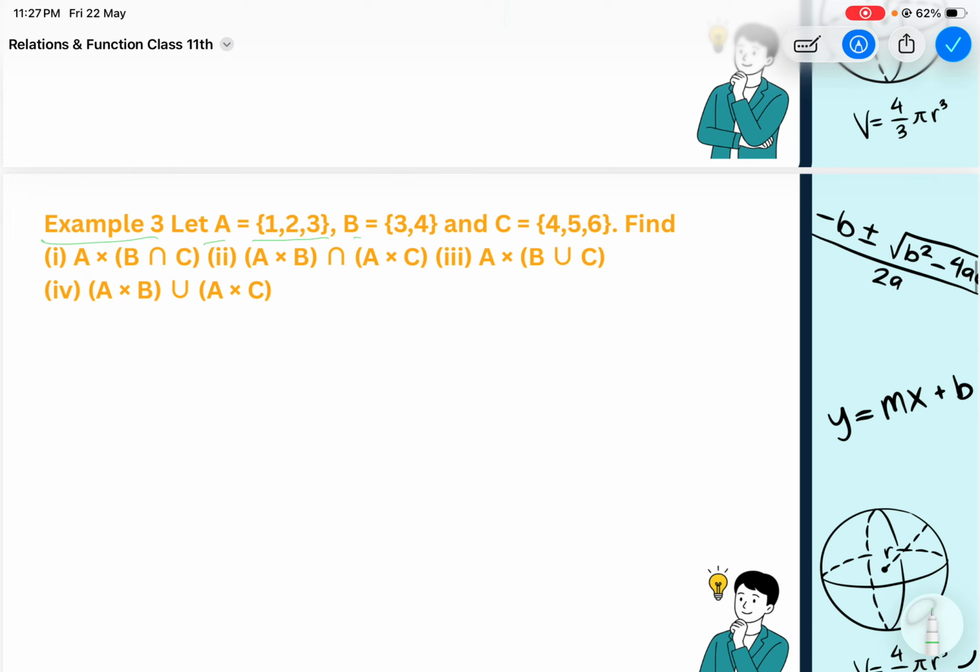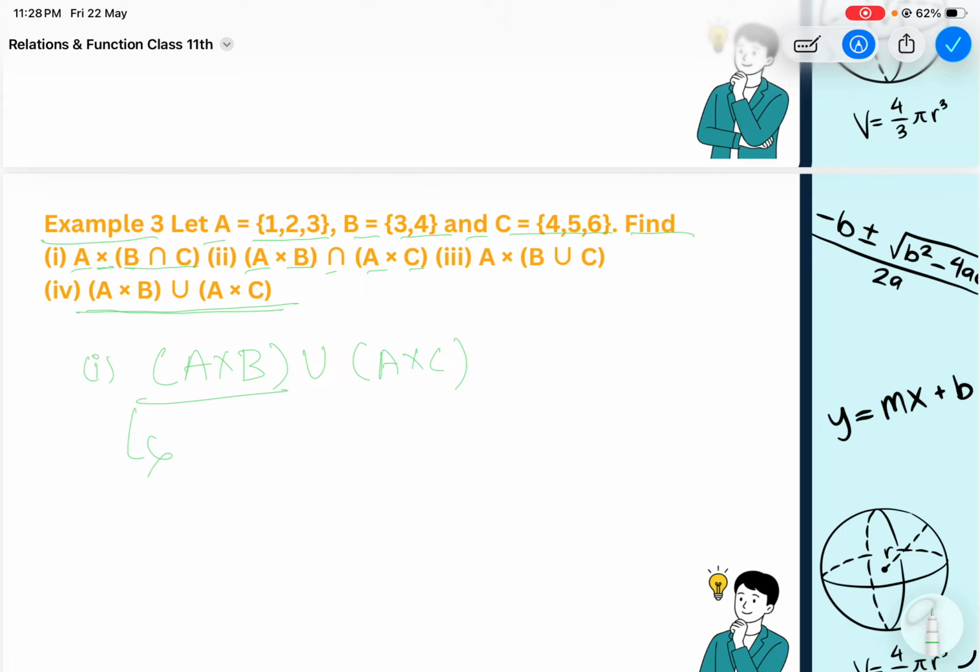Now example 3: let A equal {1, 2, 3}, B equal {3, 4}, and C equal {4, 5, 6}. Find A × (B ∩ C), and A × B ∩ A × C. So this is very simple. Let me just solve one, then you will understand. I think this is the big one. What we have to find is A × B union A × C. So first we will solve this one.